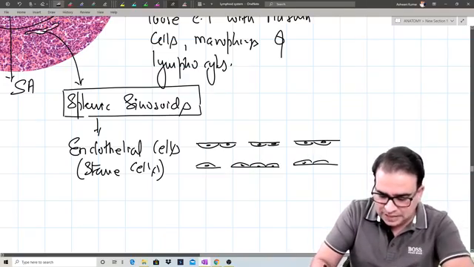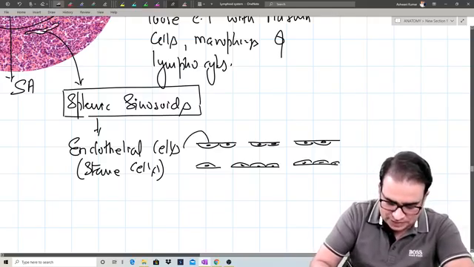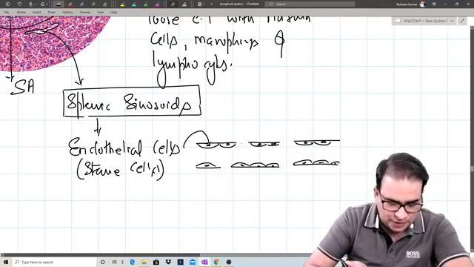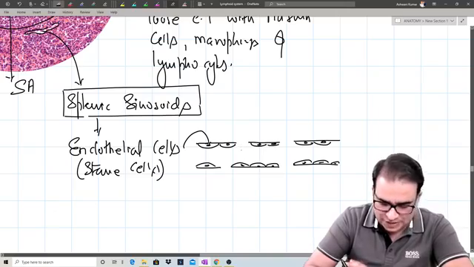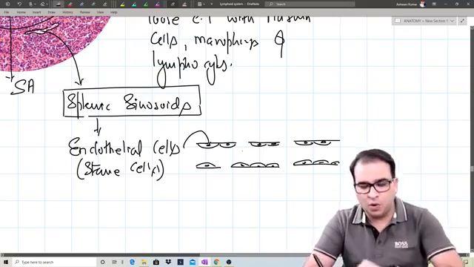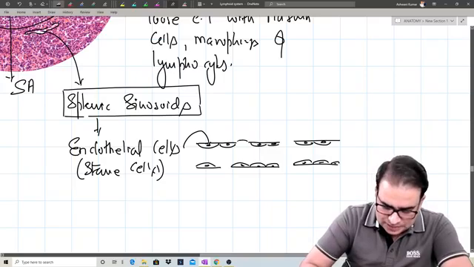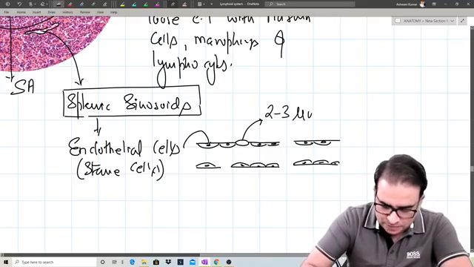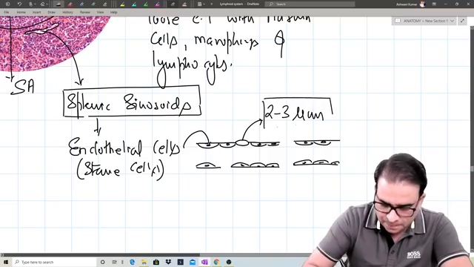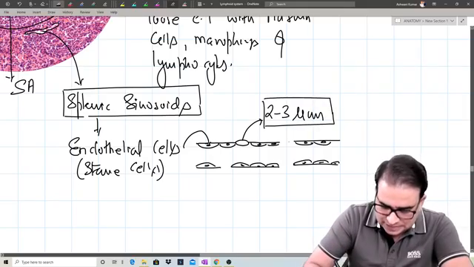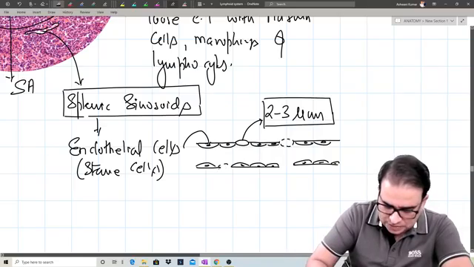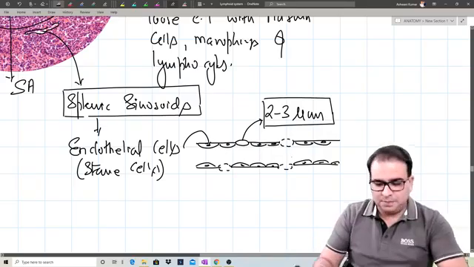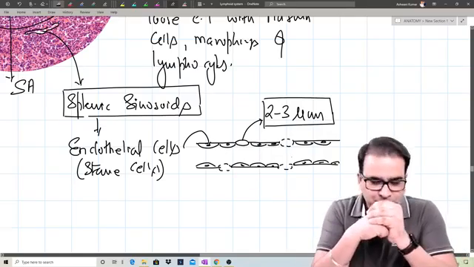We do have these gaps in between. These are the endothelial cells, and these gaps are the ones actually allowing the passage of the RBC to come in and go out here. The size of these openings is around 2 to 3 micrometer. That's the size of this discontinuation in the basement membrane that is present in between.